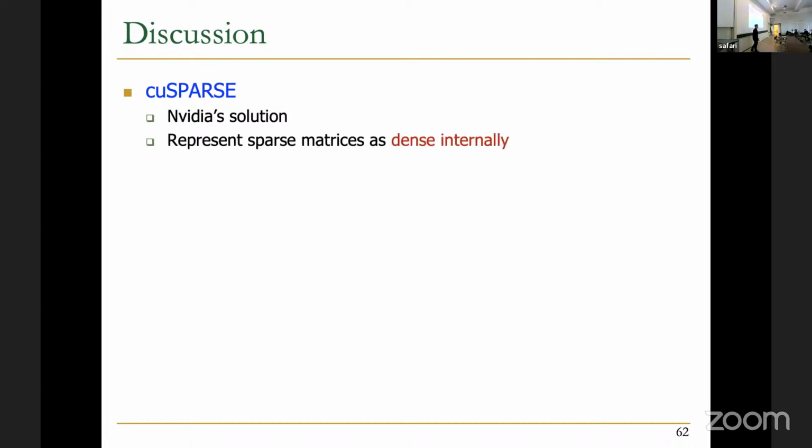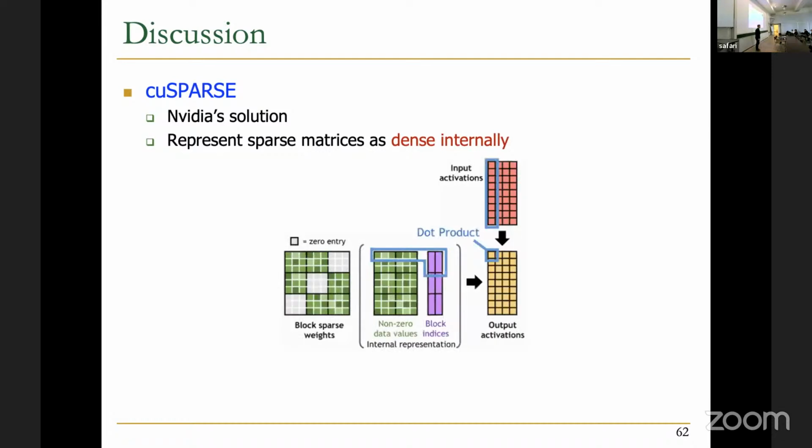Their idea is to represent sparse matrices as dense internally by compressing the sparse matrices to a dense matrix, and then you can essentially just use the normal dense matrix operations on there. And you have some log indices that are multiplied to the matrix just to keep track of where each element is in the original matrix, and they compute that way. So they just use normal dense operations and beforehand compress the matrix.